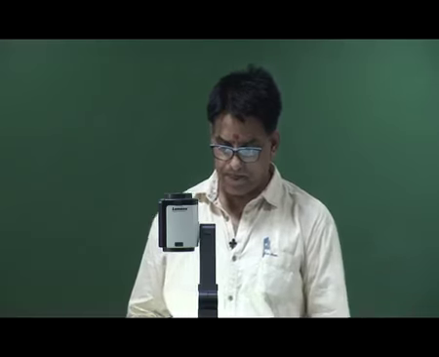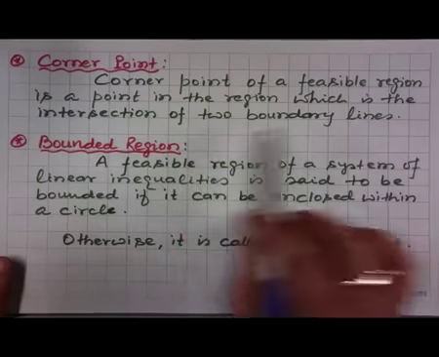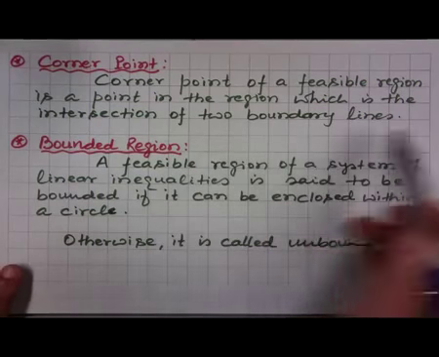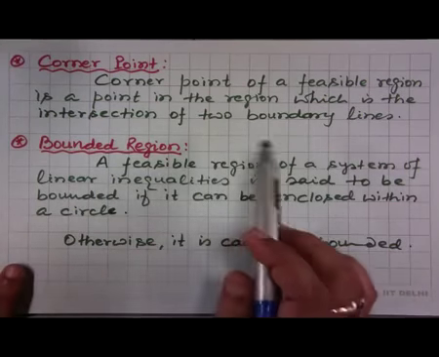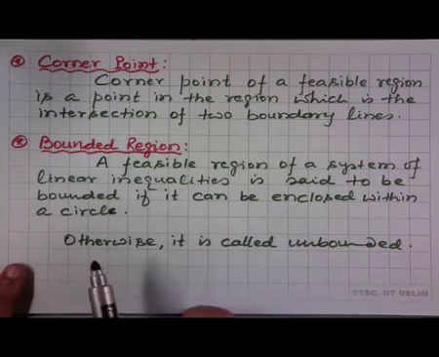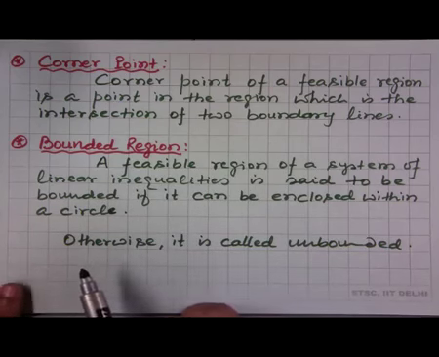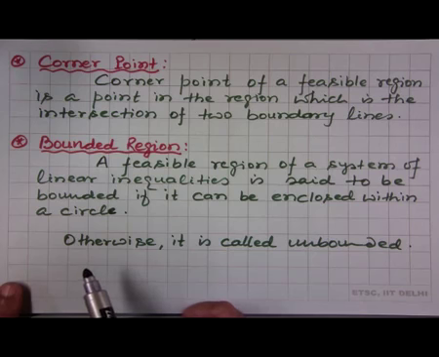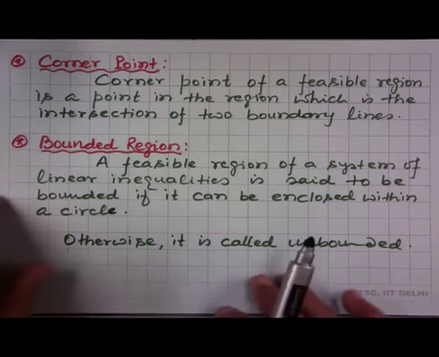Now, a corner point of a feasible region is a point in the region which is the intersection of two boundary lines, and a bounded region can be defined as follows: a feasible region of a system of linear inequalities is said to be bounded if it can be enclosed within a circle, otherwise it is called unbounded. Now, the corner point method.